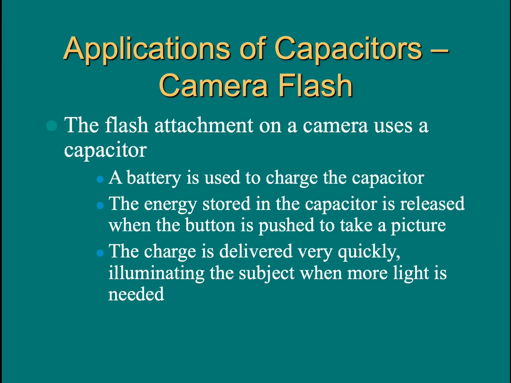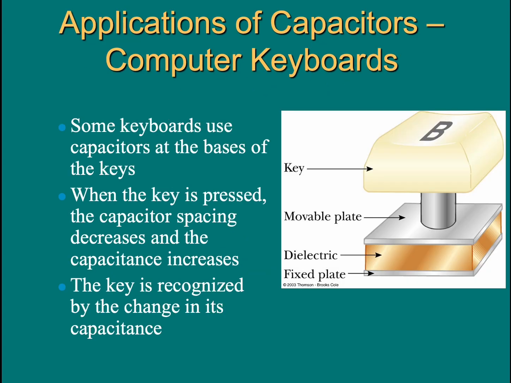The flash of the camera uses a capacitor to store energy. When released, the charge gives us a very quick illuminating flash. Most of the keyboards we use for our computer also use capacitors. The principle is the following. If we press a key, it will change the separation of the two plates. As such, the capacitance will change and the computer will recognize which key was pressed.